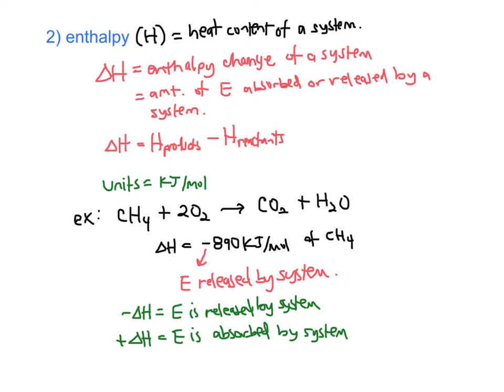So for a negative delta H, for a system that's giving off or releasing energy, it's releasing energy from the system to the surroundings, right? So the surroundings are going to get hot. And when a system is absorbing energy, that energy is coming from the surroundings. So the surroundings are going to feel cold to you, or they're going to get cold. So just remember that.